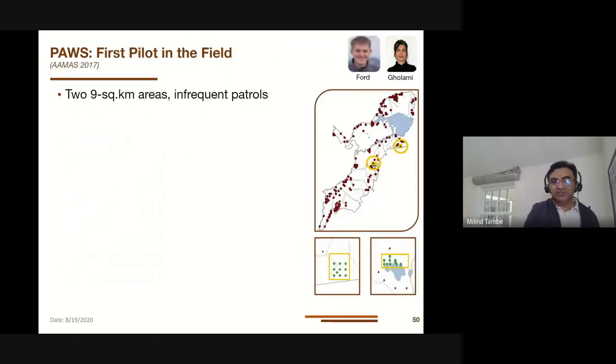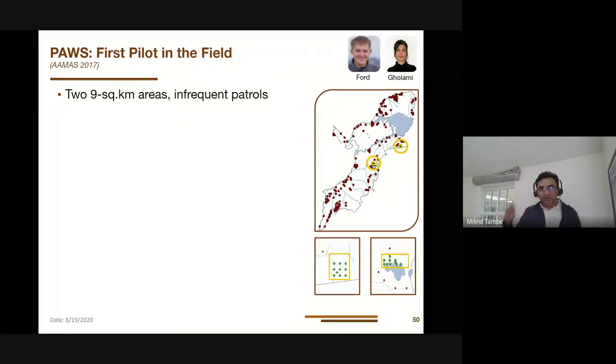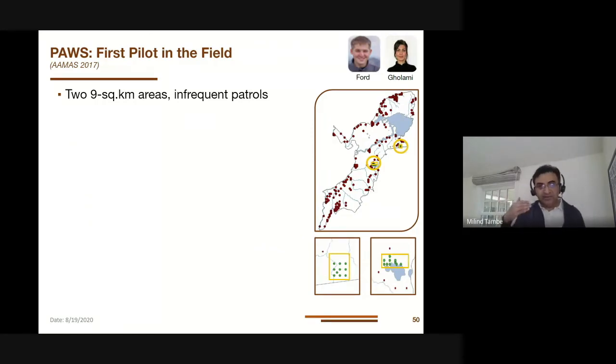So the first test was done in Uganda in 2016, where they told us, okay, can you tell us, in areas that we've not patrolled, where to find snares? So we showed them these 2 9 square kilometer areas that are shown here with green dots. And we said, you patrol there. You've not patrolled there in the past. That's where you patrol, and you're going to find new snares. So I'll take just 1 or 2 minutes.